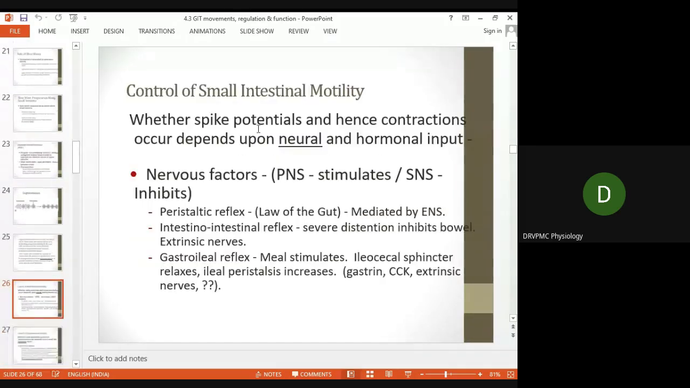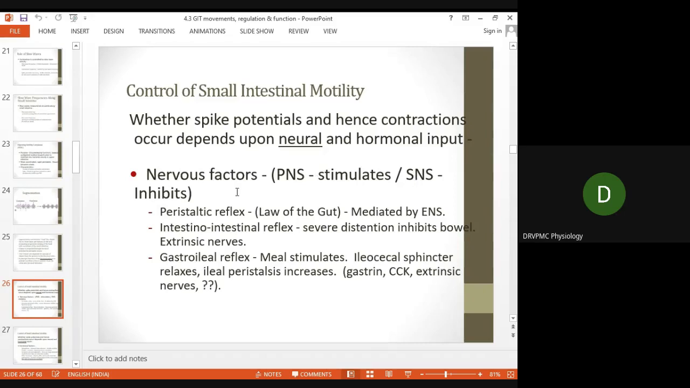Then control of small intestinal motility. Whether spike potentials and hence contractions occur will depend on the neural and hormonal input. What are the neural factors responsible for the spike potential and contractions? PNS, that is the parasympathetic nervous system, stimulates the small intestinal motility, while the sympathetic nervous system inhibits the small intestinal motility. PNS is parasympathetic and SNS is sympathetic.